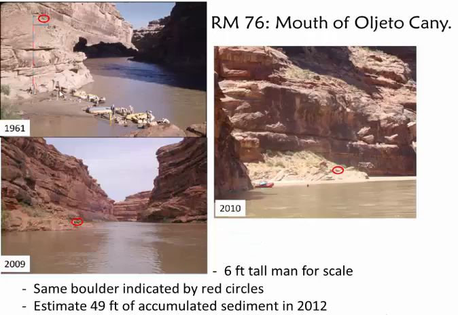Downstream a little farther, river mile 76, the mouth of Old Jato Canyon, moonlight water, beautiful place. We have 3 photos here. The upper one from 1961. That's the year I was born. People were down there rafting and there was no sediment. The red circle is on a boulder that's perched way up on the cliff there. And we can identify that same boulder in this pair of images from 2009, 2010. It's the same rock, same location. We have, ready, 49 feet of sediment accumulation. Crazy.